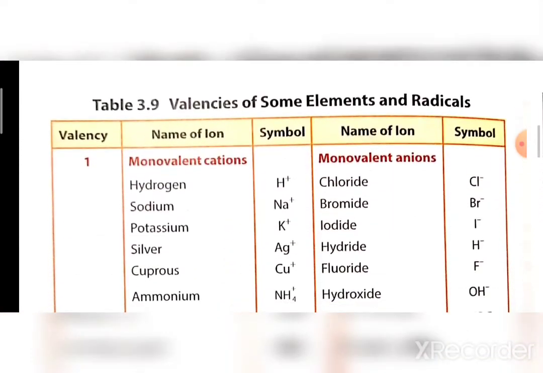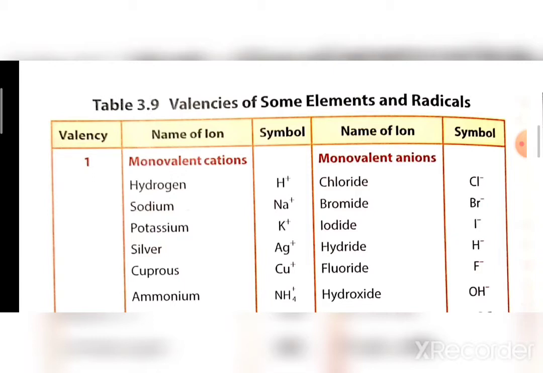In the table below, you can see the valencies of some elements and radicals. Radicals are groups of atoms having some charge. As you have observed earlier, I have told ammonium cation NH4 plus and sulfate anion, that is SO4 minus 2. So both of them are having more than one atom, that means they are groups of atoms. So groups of atoms, when they are having some charge, are known as radicals. So here you can see some elements and radicals.